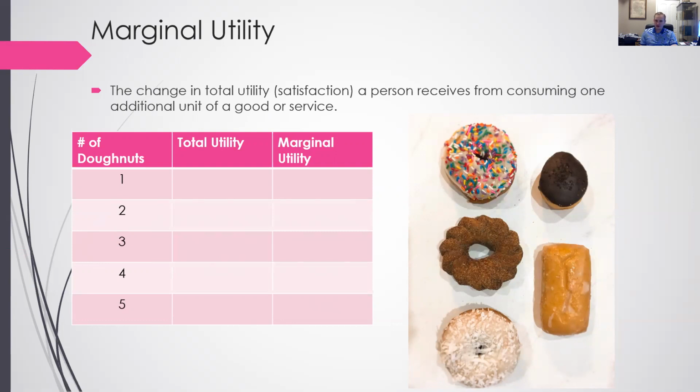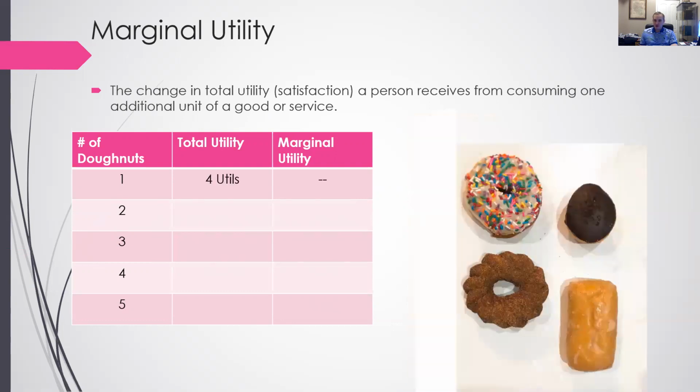So now let's get started. I had the 5 donuts. I'm hungry. I'm going to go ahead and eat one. Well, for that first donut, I am going to be receiving 4 utils. So my total utility for that first donut is 4 utils. Now you might be wondering, what's a util? Well, in economics, we use utils as a measurement of utility. I've just chosen 4 as an arbitrary quantity for this exercise, so don't try to read too much into what that actually might be.